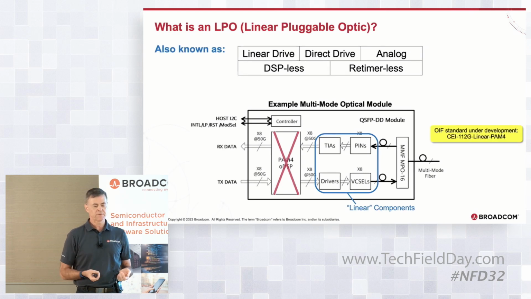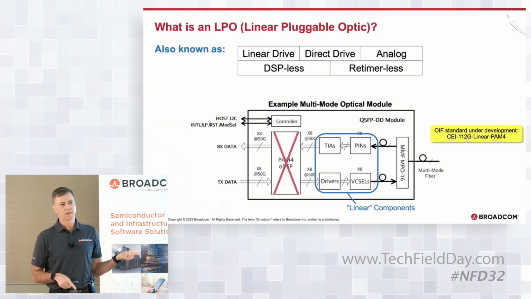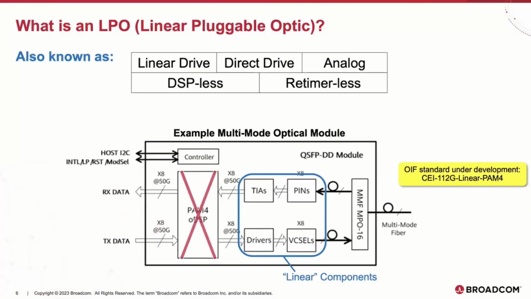And this is being standardized. OIF is working on a standard. It's the CEI 112 gig linear PAM4. This is actually fairly far along. It started in May of 2021. So, it's not that we have a standard that's solidified yet, but it is fairly far along. We do have a number of optical modules in-house that implement this sort of functionality where we actually remove the DSP, and we have TIAs and drivers that are tuned for linear optics.